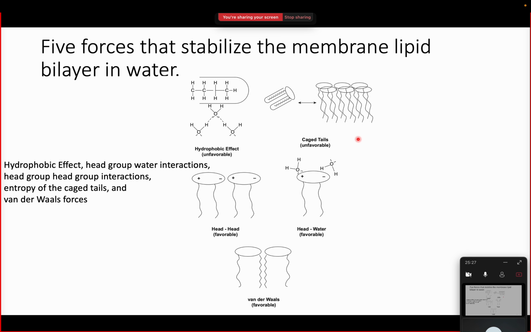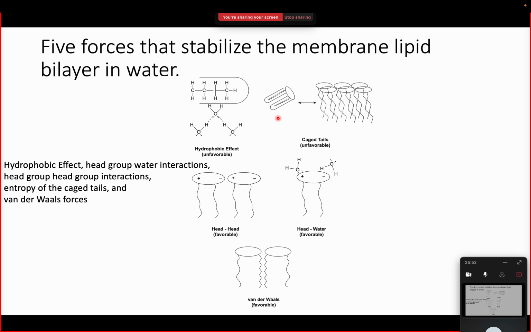If we talk about caged tails, caged tails are basically when a lot of water is present, these water molecules will form a protective cage around these hydrophobic tails, and again it will hinder their coalescence among themselves, and hence stable structures won't be able to form, which is required for the formation of a cell membrane.